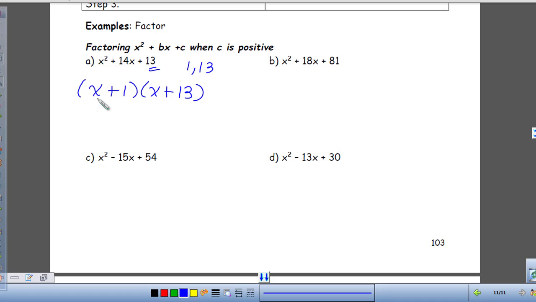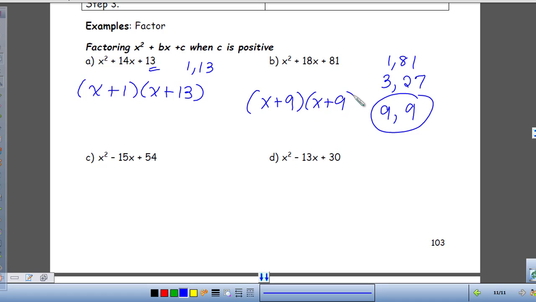Okay. All right, try B real quickly on your own. Okay, how many people got x plus 9 times x plus 9? Okay, or you could write it as x plus 9 squared. Again, our constant term is positive, the middle term is positive, so each of these will be positive.